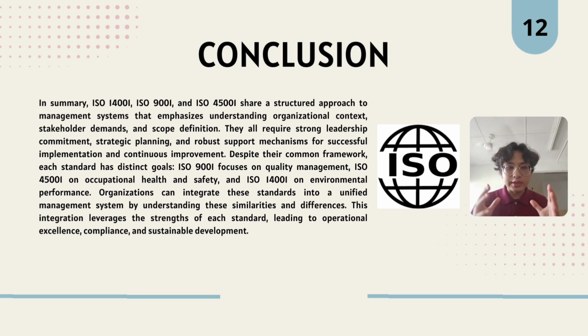Besides the common framework, each standard has distinct goals. ISO 9001 focuses on quality management, ISO 45001 on occupational safety and health, and ISO 14001 on environmental performance. Organizations can integrate these standards into a unified management system by understanding these similarities and differences. This integration leverages the strengths of each standard, leading to operational excellence, compliance, and sustainable development.